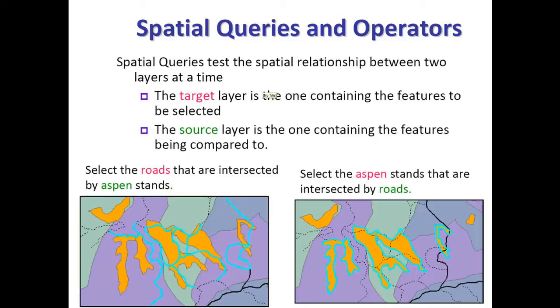Whenever we have a spatial query, we have two layers that we're working with at the same time. The target layer is the one that has the feature that we want to select, and the source layer is what we're comparing those target features to. So if our question is, we want to select the roads that are intersecting the Aspen stands, the roads are the target layer because that's what we want to be selecting, and the source is the Aspen layer.